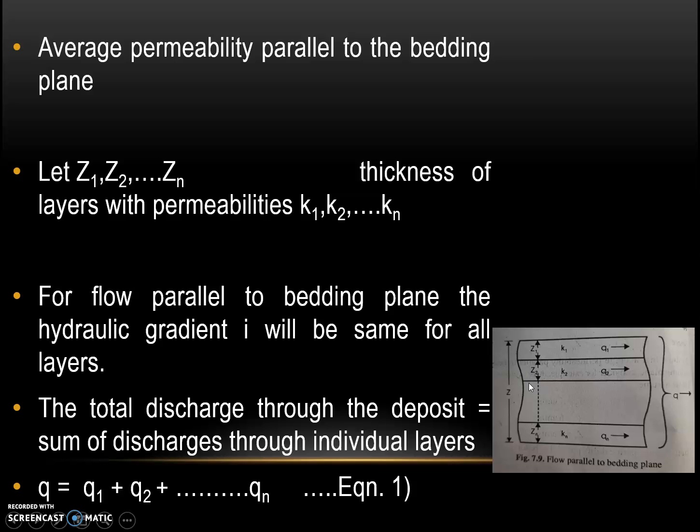Let Z1, Z2 till Zn be the thickness of layers of permeabilities K1, K2 till Kn. For flow parallel to the bedding plane, the hydraulic gradient i will be the same for all the layers. The total discharge Q through the deposit is equal to the sum of discharges through individual layers, that is Q1 plus Q2 till Qn. So, we get the equation Q equal to Q1 plus Q2 plus Q3 till Qn. Let this be equation number 1.